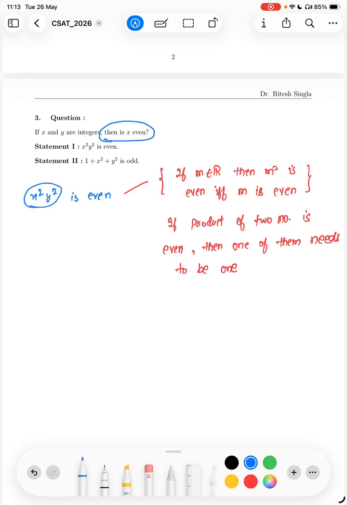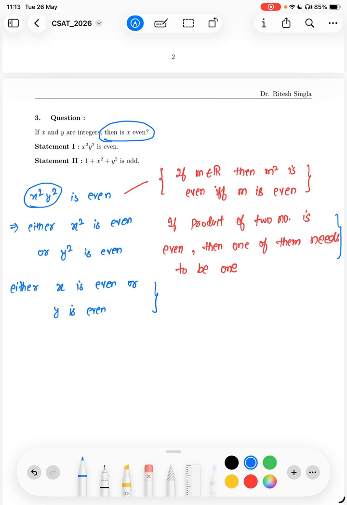So since x square y square is even, this implies either x square is even or y square is even, right? From the second statement. And from the first statement, either x is even or y is even. So see that we cannot really guarantee here whether x is even or not. x can be odd if y is even. So that is a possibility. So statement 1 alone cannot justify anything.